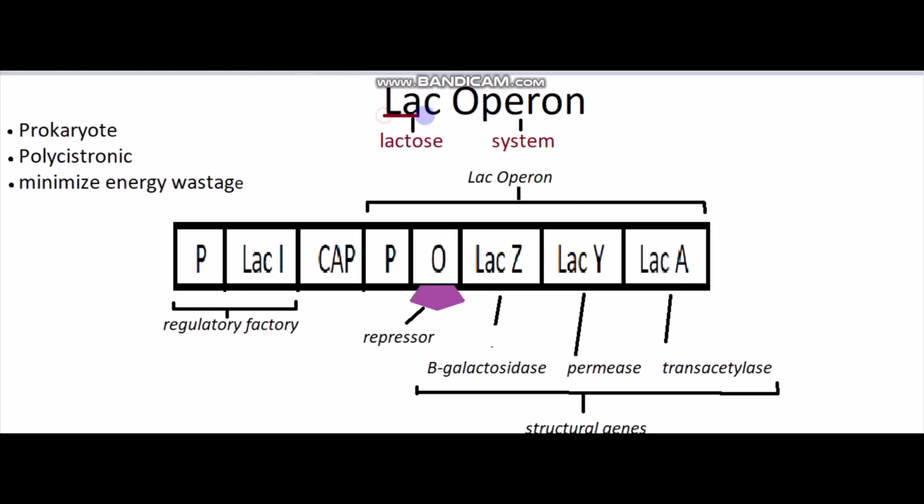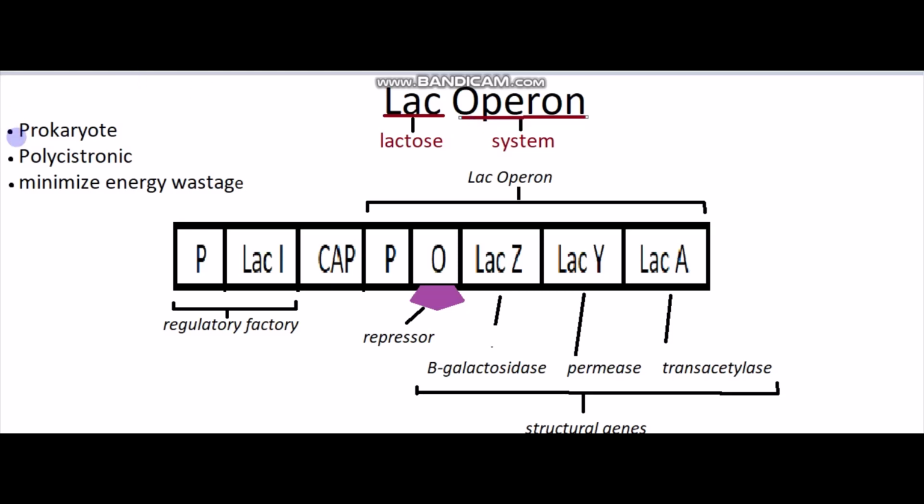Lac stands for lactose, which is a disaccharide sugar, and operon is a system. So operon is a system governed by the presence of lactose. A more formal definition of an operon is a unit of genetic material that functions in a coordinated manner by means of an operator, a promoter, and the structural genes.